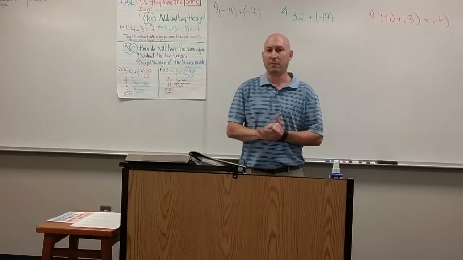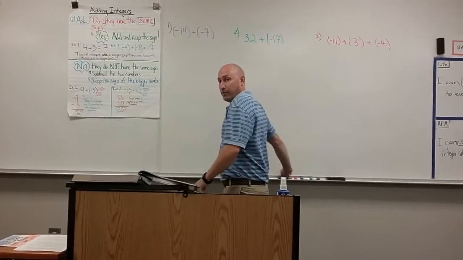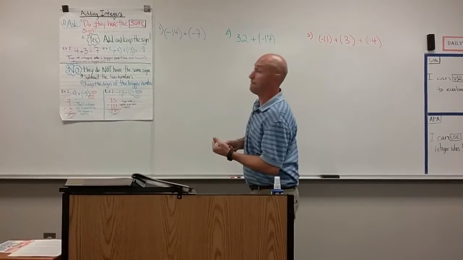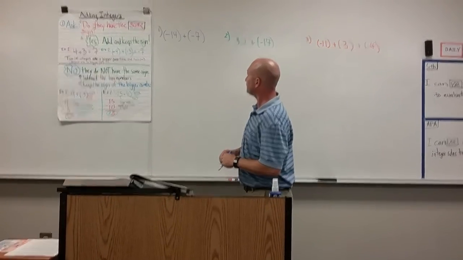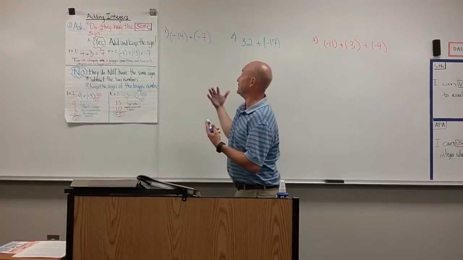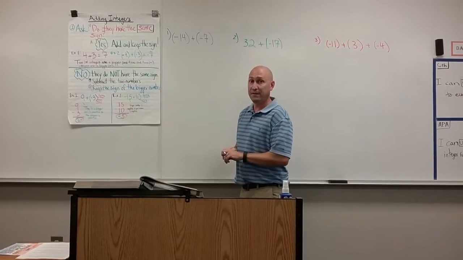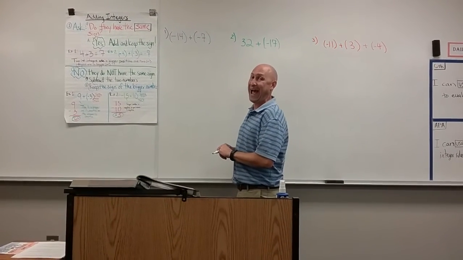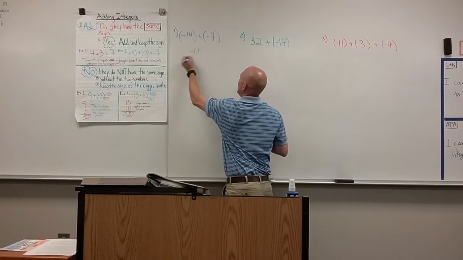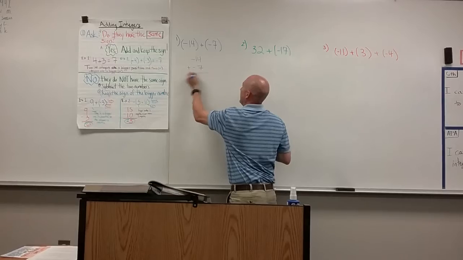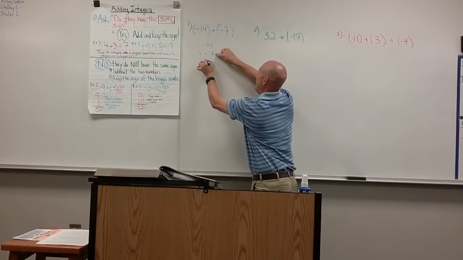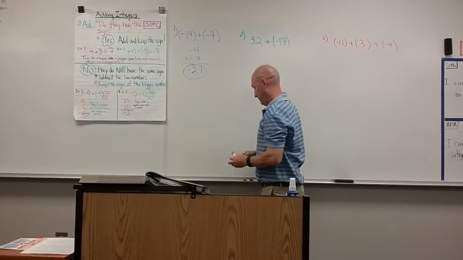I've got three examples on the board that I want to go through with you. The first one is when I take a negative 14 plus a negative 7. I ask myself this question: do they have the same sign? The answer is yes. Since they do have the same sign, all I'm going to do is add the two together and keep the sign. Negative 14 plus a negative 7. 14 plus 7 is 21. And I keep the sign, which is a negative.